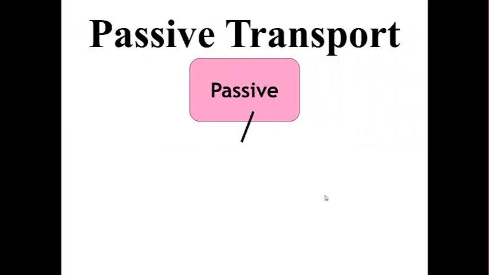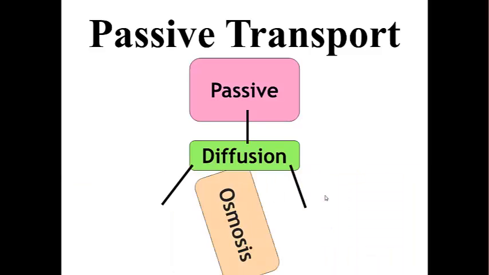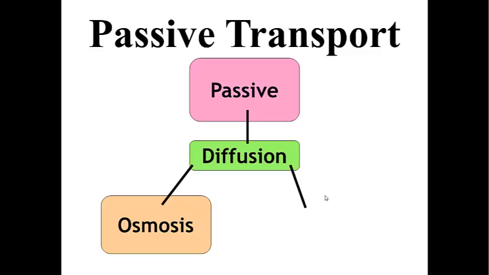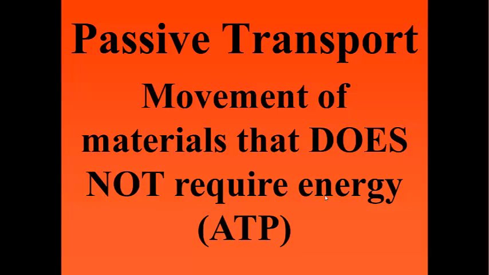Today we're going to talk only about passive transport. Part 2 of this video is going to be about active transport, which you guys will probably watch tomorrow. Now, passive transport can be broken up into two areas, diffusion, and diffusion has osmosis and facilitated diffusion. Passive transport is the movement of materials that does not require energy. We talked about that when we looked at the chart.